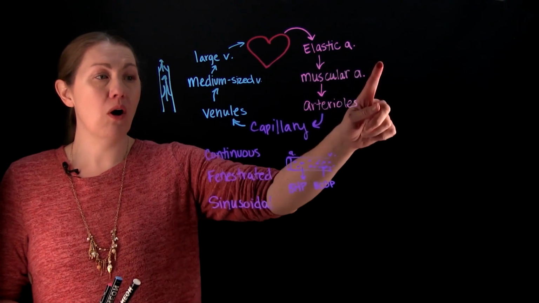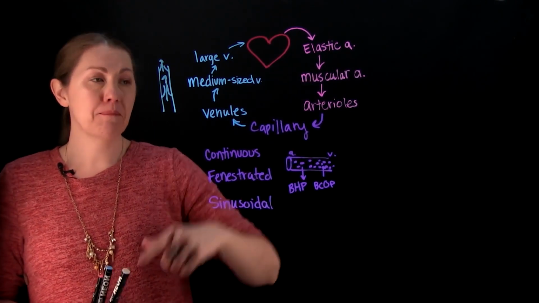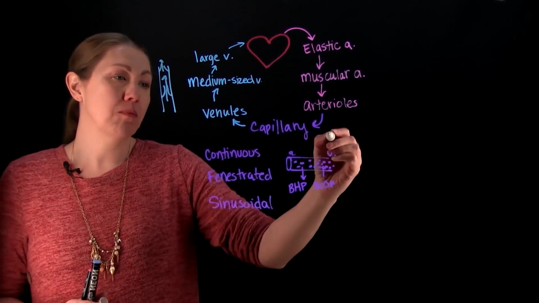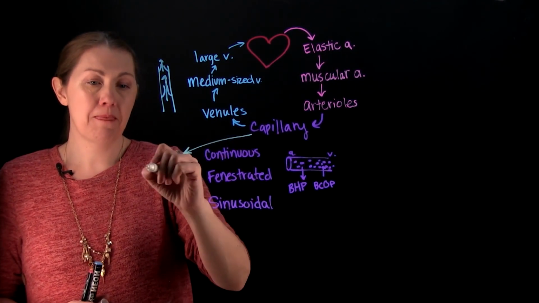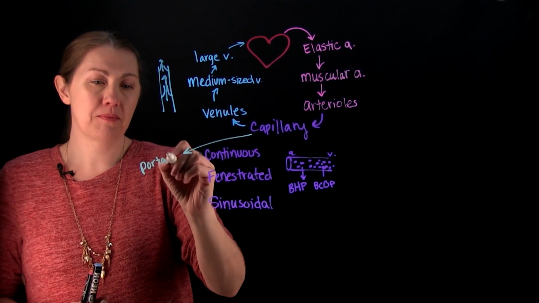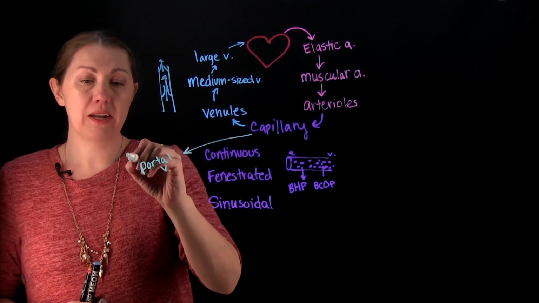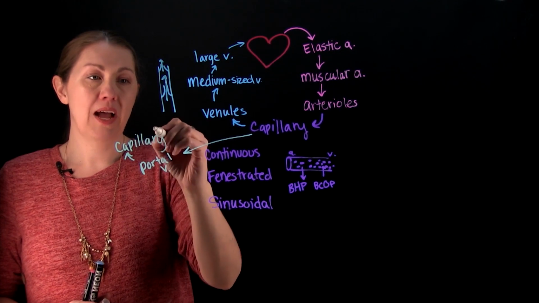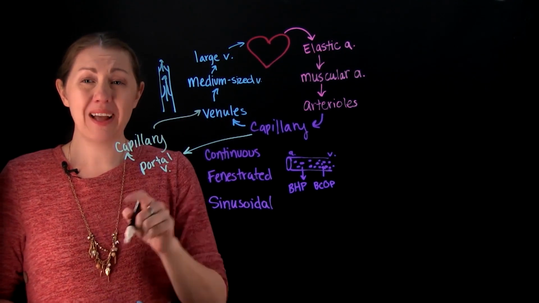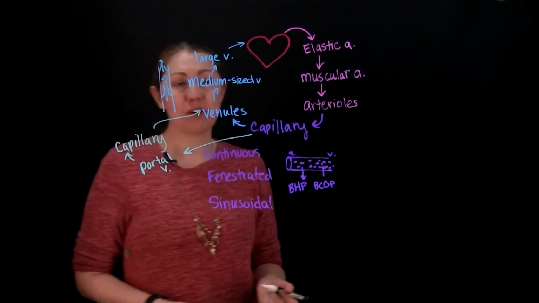So normally you go artery, capillary, vein, back. But in the case of a portal system, you're going to take a portal vein from a capillary to another capillary. And then you take a vein back. It's got an extra stop. So why would we ever use that?